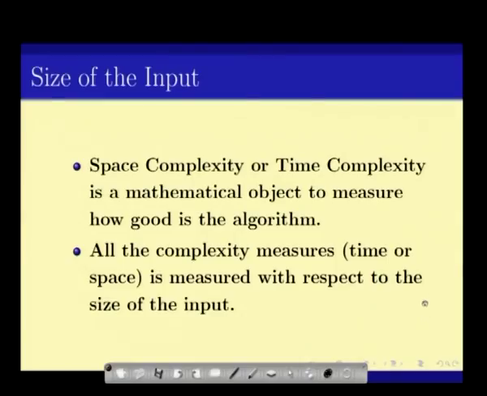So, we have talked about this input size quite a lot, and we have looked at how space and time complexity are related to the input size. So, this is what we have done mostly in our last few lectures. Let us take a small break now and let us try to understand what all things we have not seen in the last few lectures.